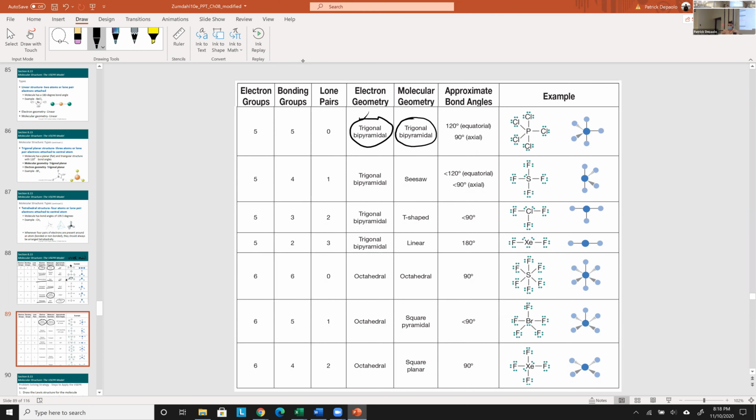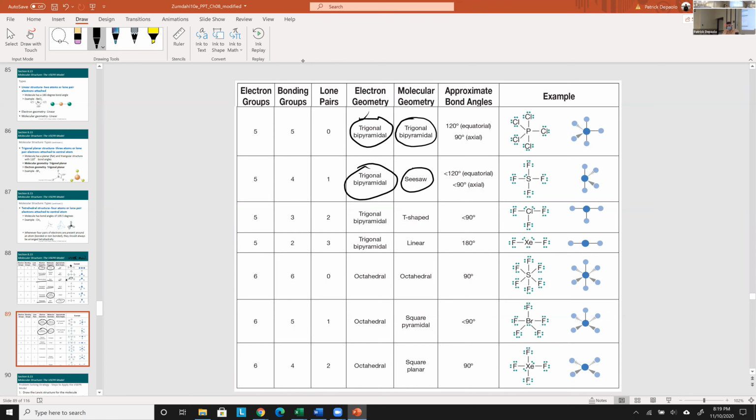Now, systematically, let's take one atom out. Take one of the Cl's out, replace it with a lone pair. You get SF4, for example, where you have 4 things bound and 1 lone pair. The electron geometry is still trigonal bipyramidal because we don't care for electron geometry whether it's a lone pair or a bond. But the molecular geometry changes, and it's called seesaw.